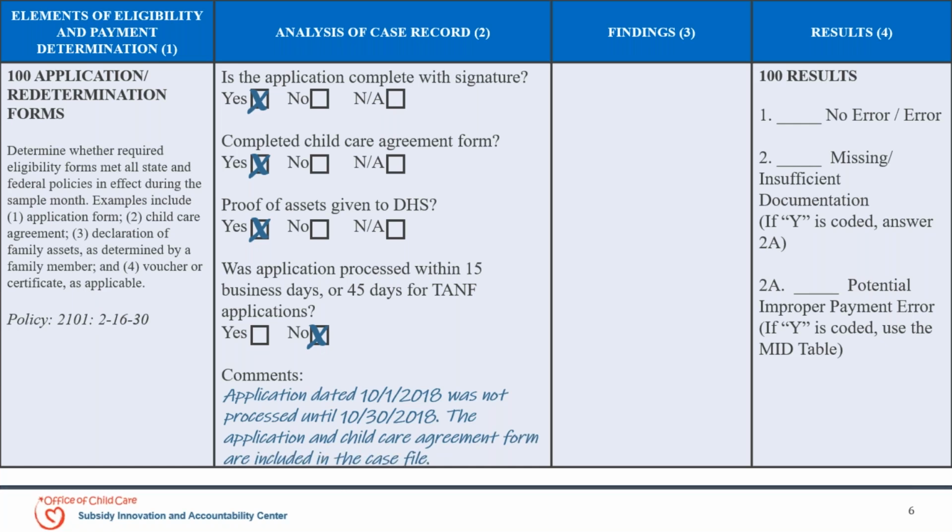We use the comment section here for a number of things. It can be used to show your work, show math, explain what the nature of the error was, or just describe what documentation was reviewed. We ask that reviewers make good use of this comment section. And here you can see that I've described what the error was. The application was not processed. It was dated 10/1, was not processed until 10/30. And I also mentioned that the application and agreement were included in the case file.